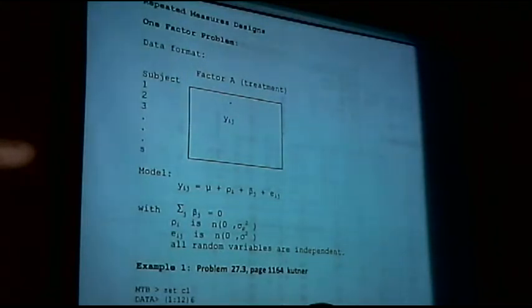And again, you can bring one sheet of notes, write anything you want on both sides. You might bring your book for the tables, because some of the problems will require you to use the F table or the T table or something. So bring your book for tables.